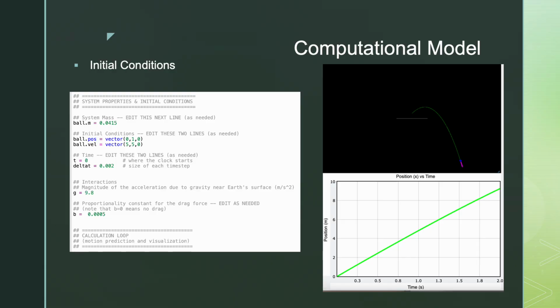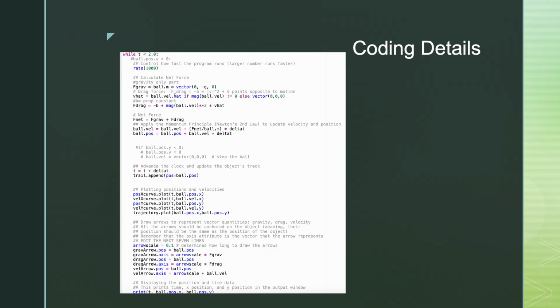Here is the computational model that the code produced. On the left-hand side, we have the initial conditions that were set for our code inside of VPython. Here are additional coding details for the while loop. We have the code that symbolizes how net force was calculated, as well as how the drag force was calculated and how the proportionality constant was set.